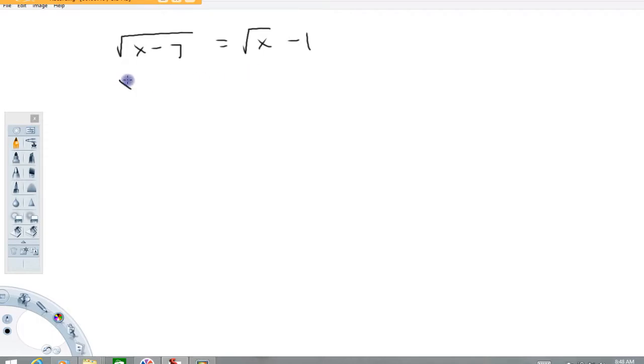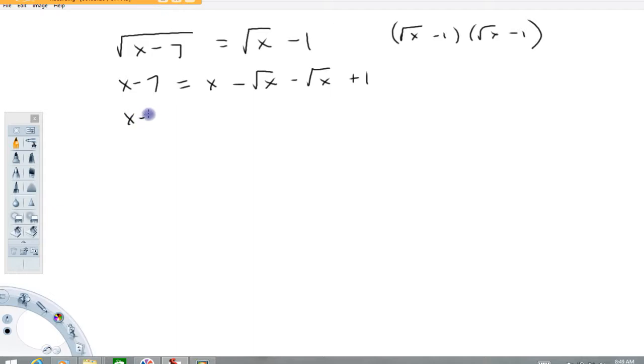When we square the left-hand side, we get x minus 7 equals. Now this guy, you have to FOIL it. I'm going to do this off to the side. Root x minus 1 times root x minus 1. So when we do the first product, that's going to give us an x. Then the outer product is going to give us minus root x. Then the inner product is going to be minus root x again. And then the last product, plus 1. All right. Next line. Let's go ahead and combine these together. So that's going to be minus 2 root x plus 1.